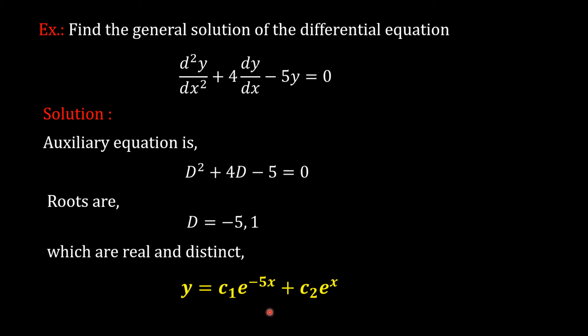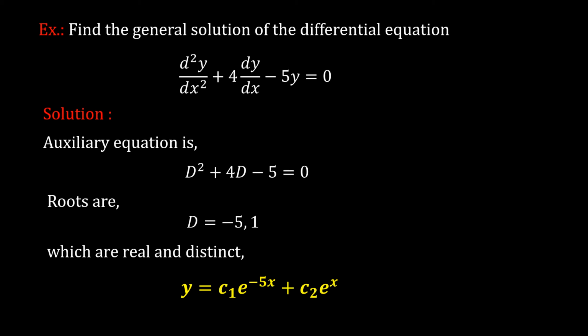So there are only two terms, each one corresponding to each root. As there are two roots, we will be getting two terms in the general solution, and hence two arbitrary constants c1 and c2. And this number of arbitrary constants is equal to the order of the differential equation, in this case which is 2.